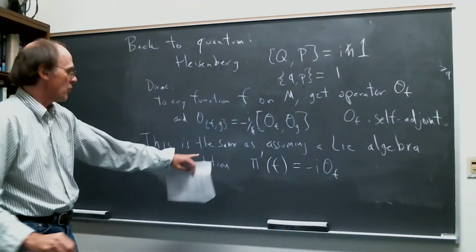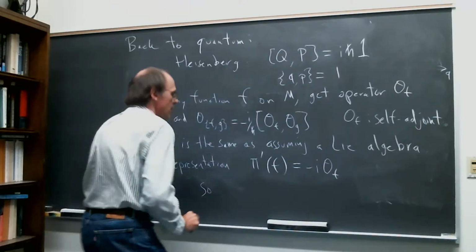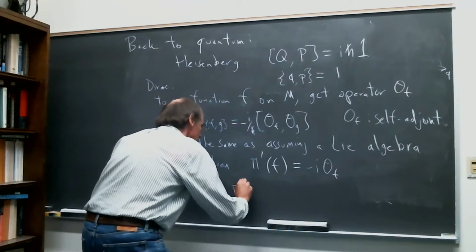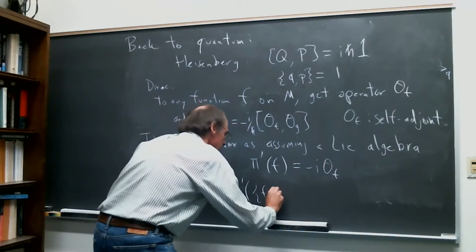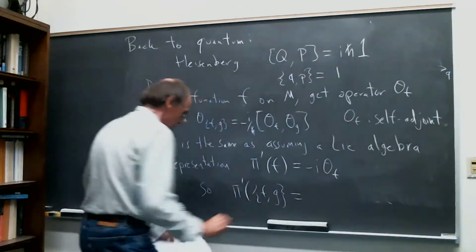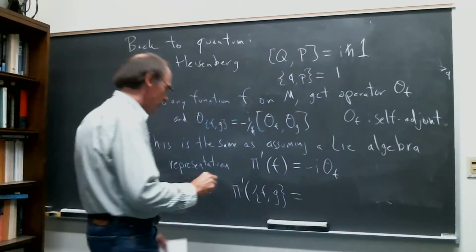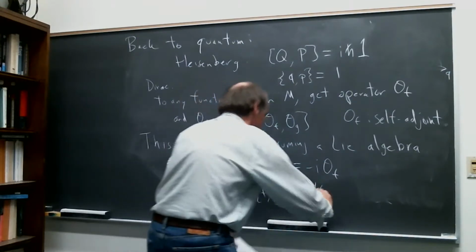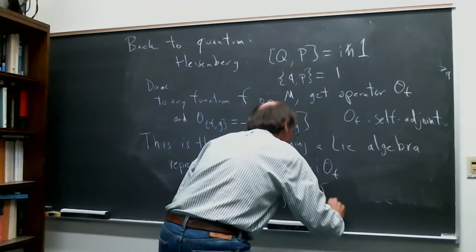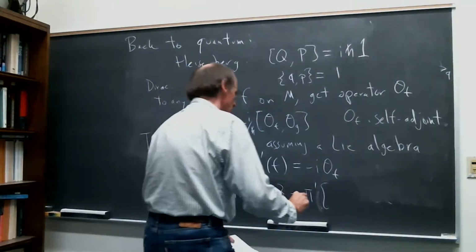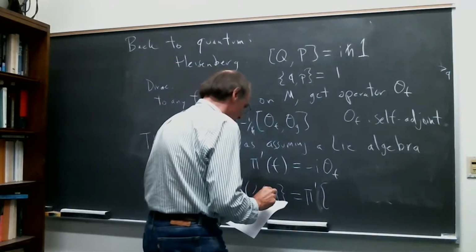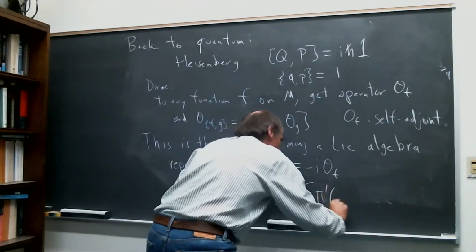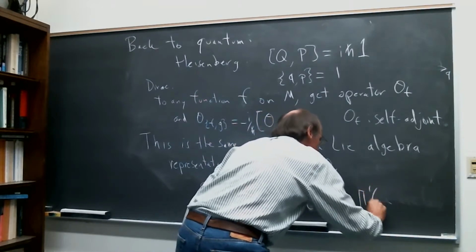And then the Lie algebra homomorphism property is going to be that pi prime of the Poisson bracket of f and g is equal to the commutator of pi prime of f and pi prime of g.